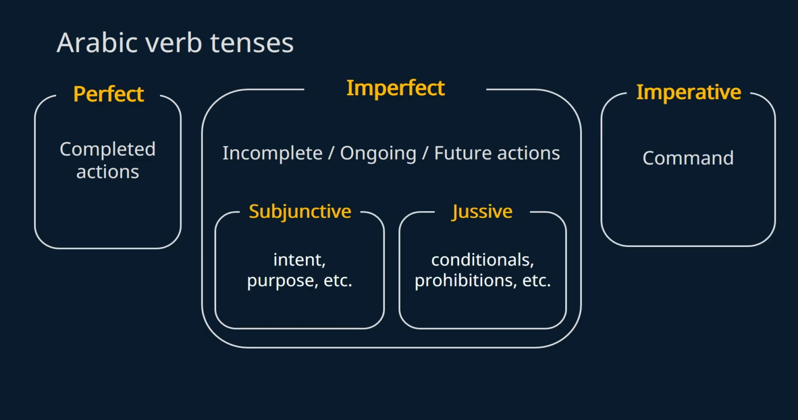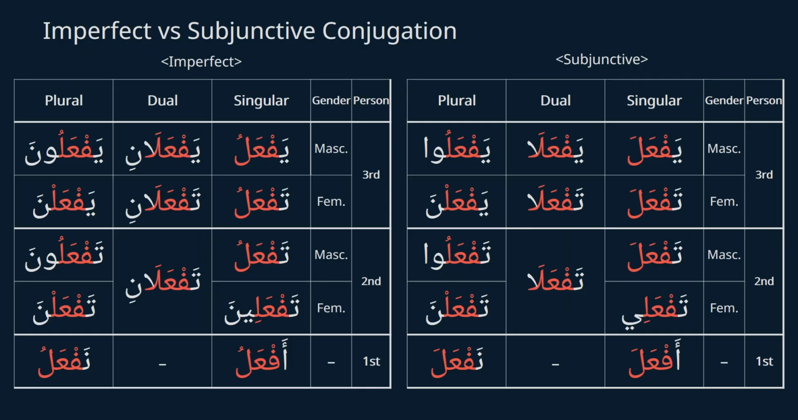Subjunctive and jussive are different moods of the imperfect tense. That's why I put them under the imperfect tense group. So the good news is that their conjugations are very similar to the imperfect verbs. Subjunctive is used for talking about intent, purpose, etc. Jussive is used for conditional sentences, prohibition, etc. With that settled, let's move on to the subjunctive conjugation.